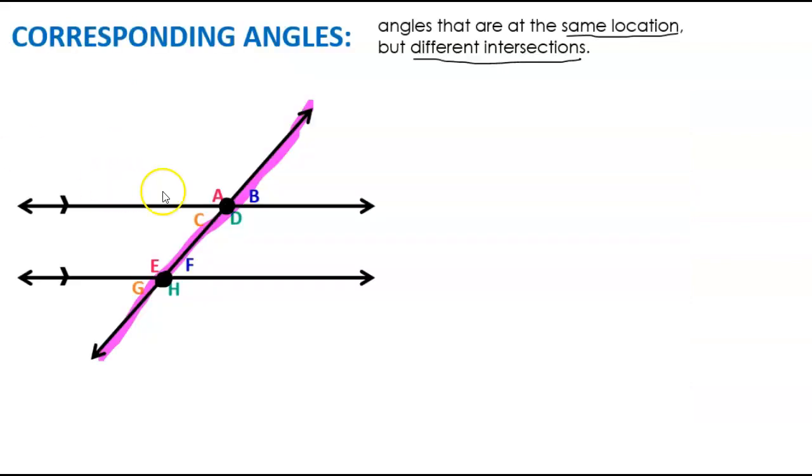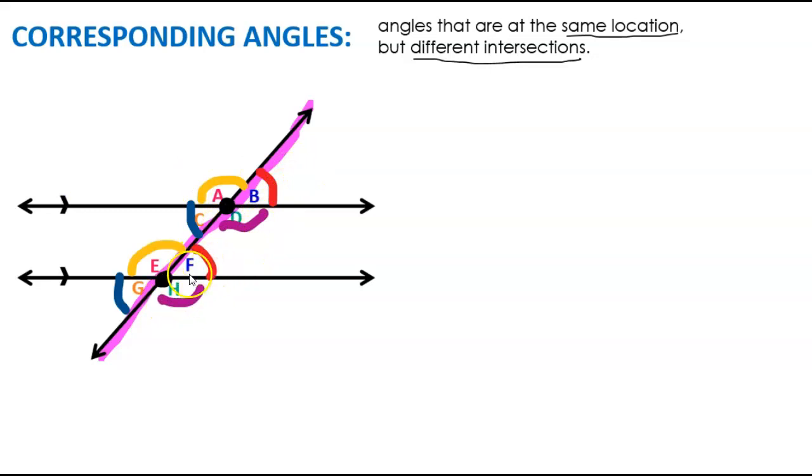Some examples of that would be angle A, okay? Notice it is at the top left-hand side of our top intersection. When we come to the bottom intersection down there, we want the top left-hand, so it would be angle E. So angle A and angle E are at the same location, but different intersections. Let's look at another one. If we had angle C, that's in the bottom left, so G would be bottom left. Another example would be B and F, or the last one here, D and H.